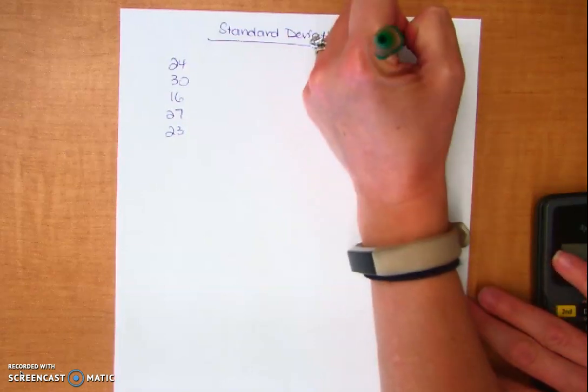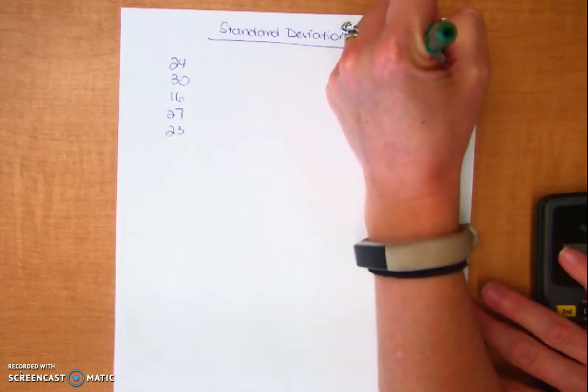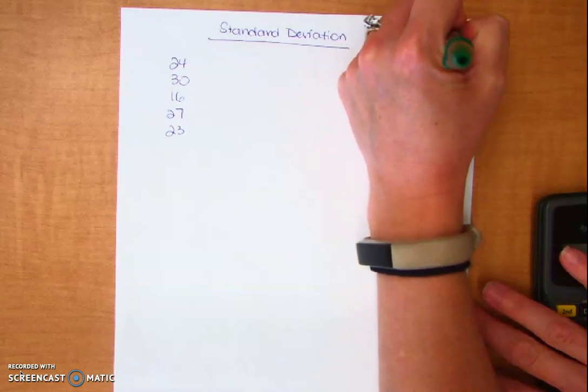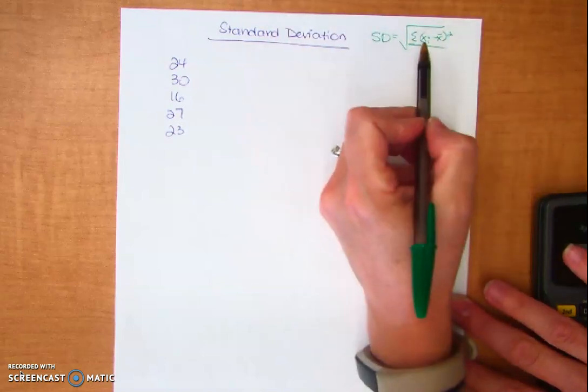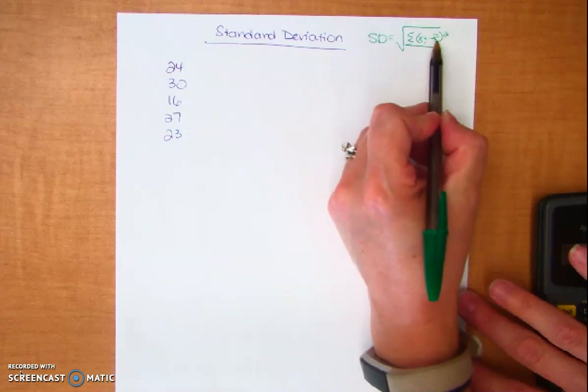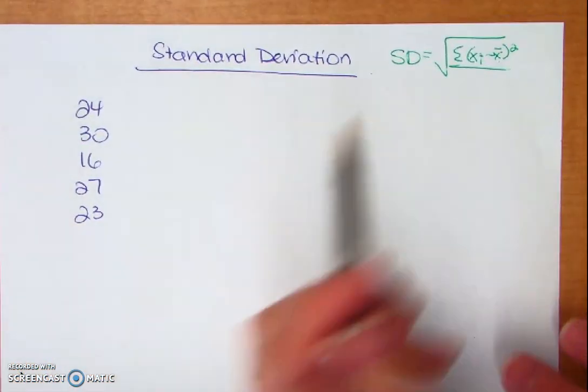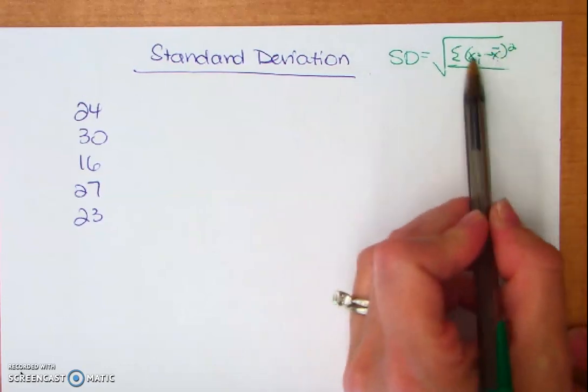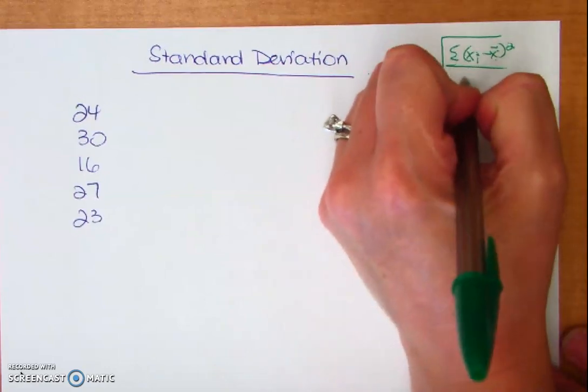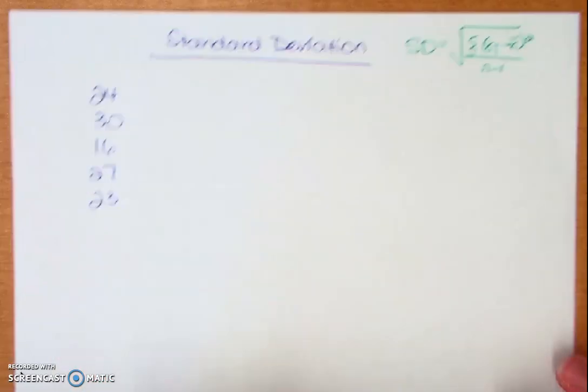Standard deviation is the square root of the sum of each individual x minus the mean squared. Okay, so xi is individual x minus the mean. I know that's kind of hard to read from zoomed out like that. So individual x minus the mean, you're going to square that, you're going to sum it up, you're going to divide by n minus 1, and then take the square root.